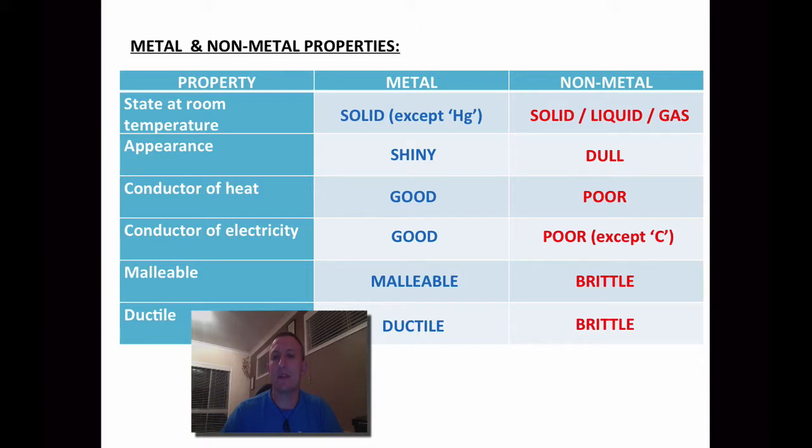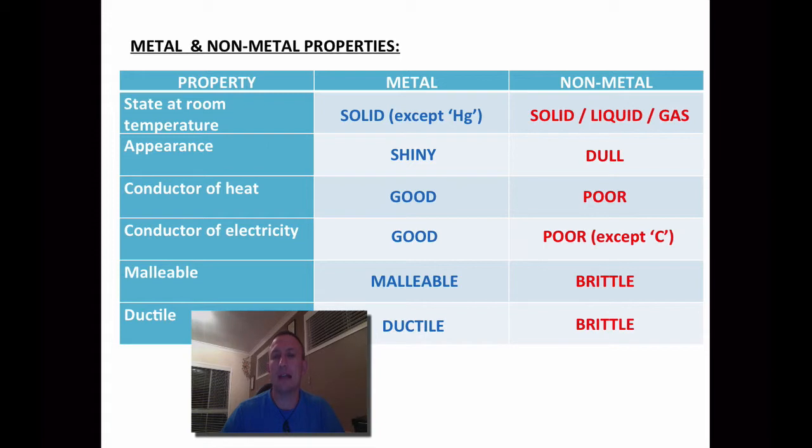Secondly, what is their appearance? Metals generally come across as nice and shiny, whereas non-metals have a variety of different colours but tend to be fairly dull. Metals are good conductors of heat due to their properties of being solid. Non-metals are very poor, especially if they're in a gaseous state. Because of their solid properties, metals are also very good conductors of electricity. Non-metals are thus poor, except for carbon, which, when in graphite form, will actually conduct electricity very, very well.